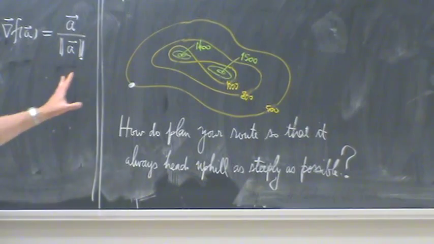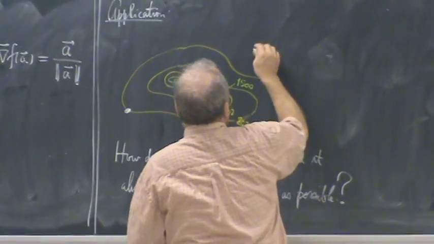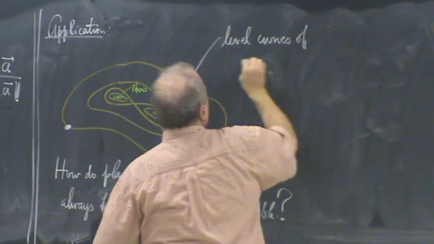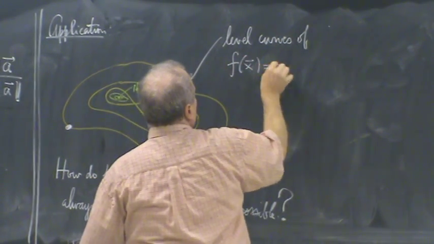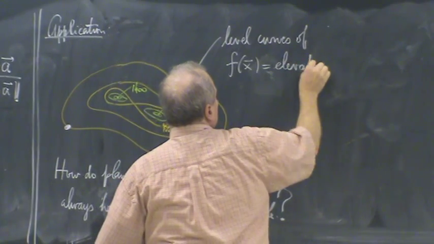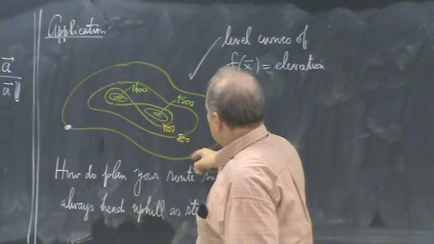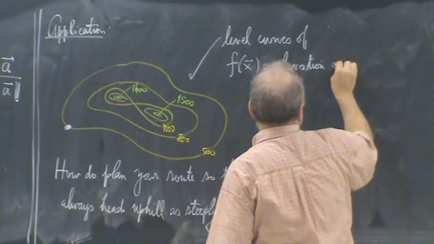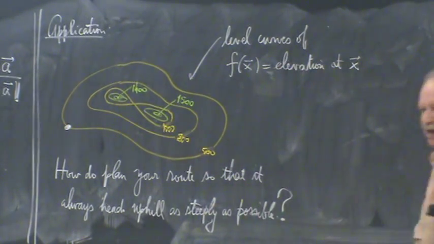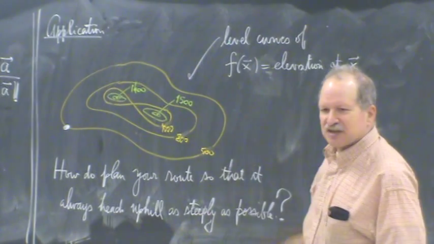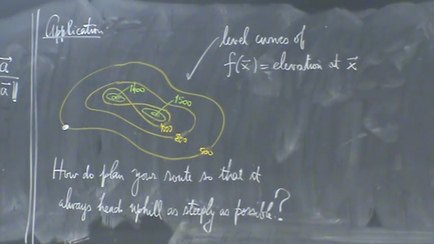So what am I drawing here? I'm drawing level curves of what function? Yeah, elevation. So at a point X on the map, these numbers are indicating the elevation of the mountain at X, or the hill, or whatever it is. Now, can you tell me, looking at this picture, what the gradient of f looks like at each point?